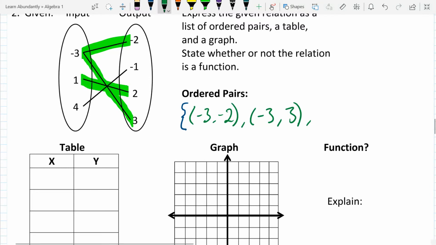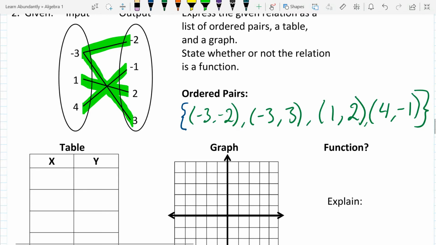I'm always moving left to right to go from my input to output. And I'm just kind of working my way down this page. So now I'm going to go from 4 to -1. And I use a curly brace to close it out. Oh no, now my curly braces are different colors. Let me switch that.